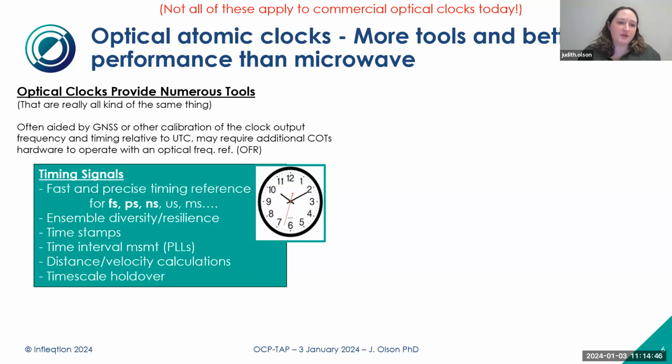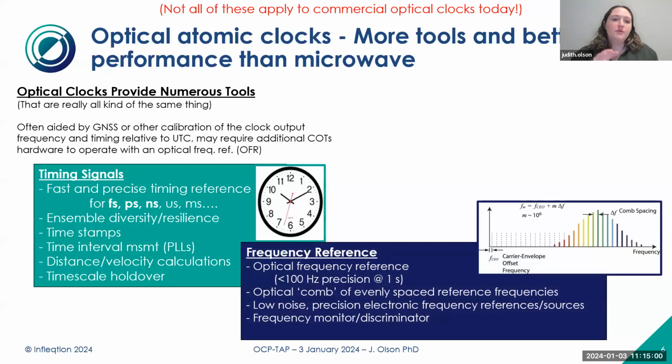And then, the things you guys are used to hearing about: timestamps of data, time interval measurements that might be used for things like a phase lock loop using a pulse per second type system, distance and velocity calculations, or timescale holdover. So clocks, they're great for timing. They're also good for frequency. If you're a math science person, you're aware that those are kind of the exact same thing, just through a different lens.